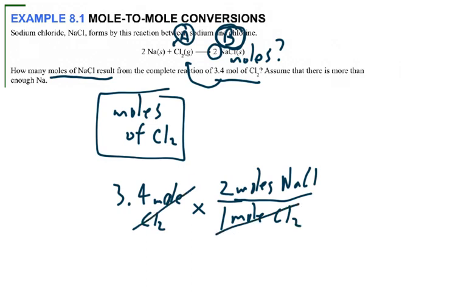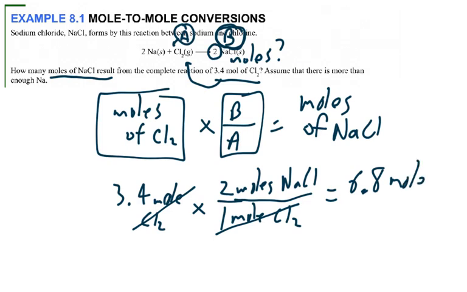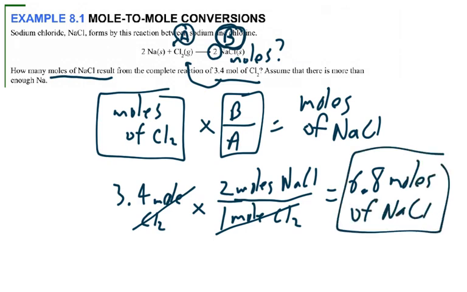So the math is actually pretty easy. When you multiply 3.4 times 2, which is the mole ratio, you're going to get the answer, which is moles of B. In this problem, B happens to be NaCl, and you're going to end up getting 6.8 moles of NaCl. And that is the answer to this problem, and I rounded it to 2 significant figures. Actually, it comes out to 6.8.